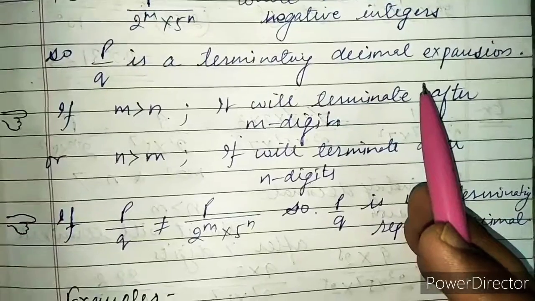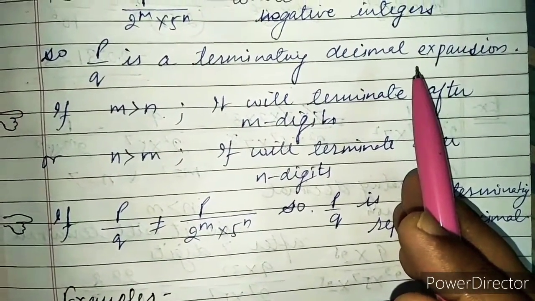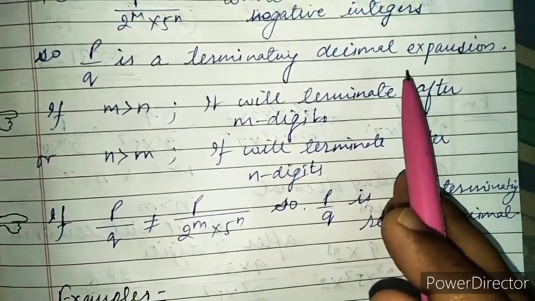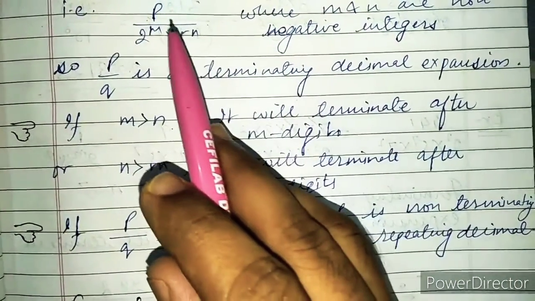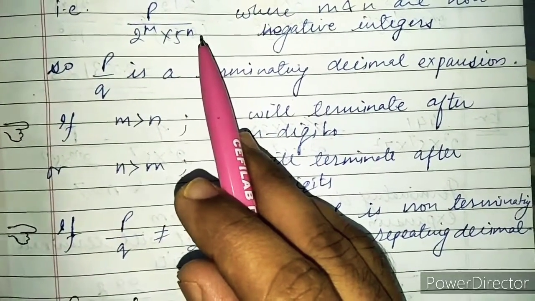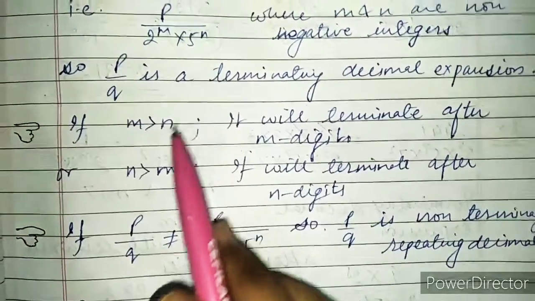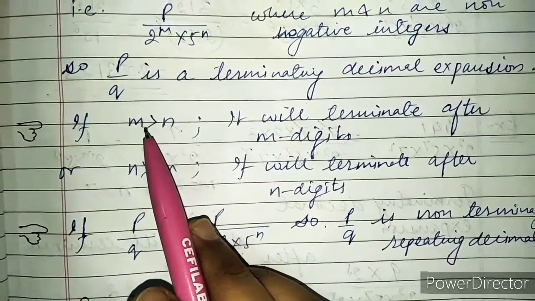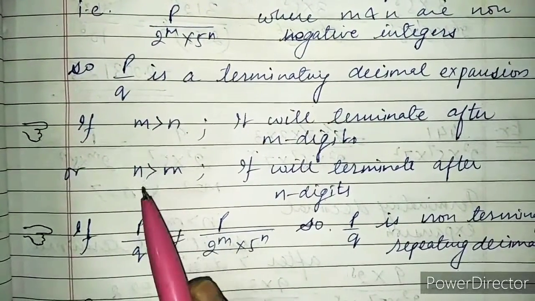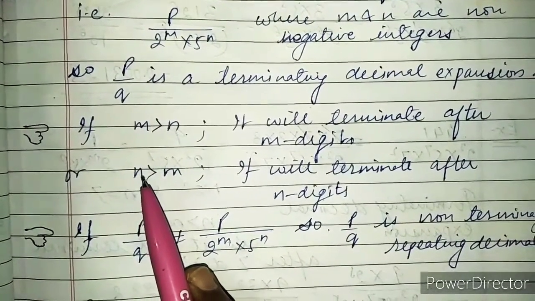Now if the given rational number is terminating, it will terminate after some digits, right? So after how many digits will it terminate? You have to see that the given rational number is written in the form of p upon 2 to the power m into 5 to the power n. See which power is greater, either m or n, right? If m is greater, the decimal expansion will terminate after m digits, and if n is greater than m, the decimal expansion will terminate after n digits.